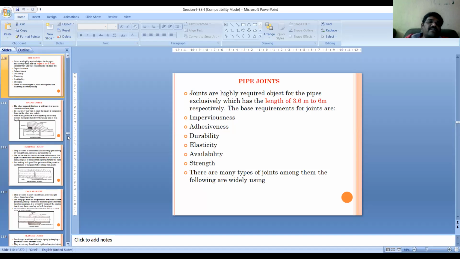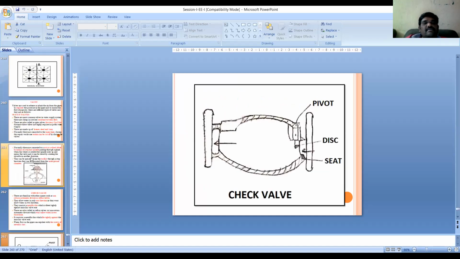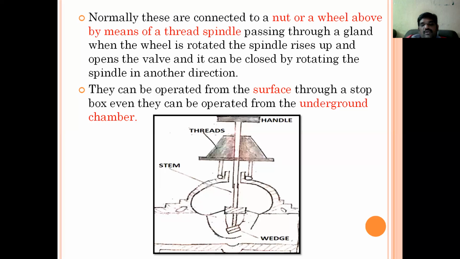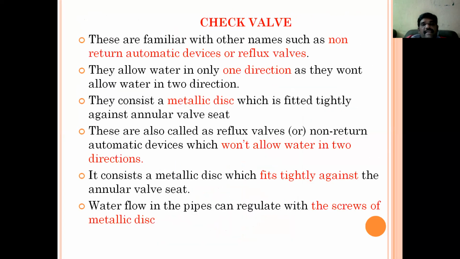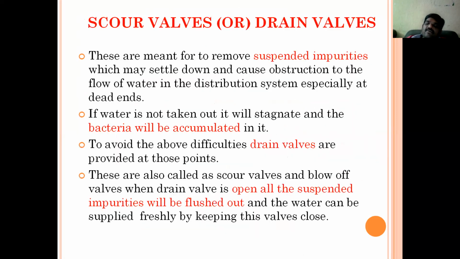Likewise, even after joints, you must focus on the distribution system valves also. What we have seen in the previous class: various types of valves, sluice valve or gate valve, check valve or reflux valve, air relief valve, and scour valves. You know the concepts, you understood what type of pipeline it is, you know the lifespan of different pipelines, you know the types of joints, and you are aware of valves also.